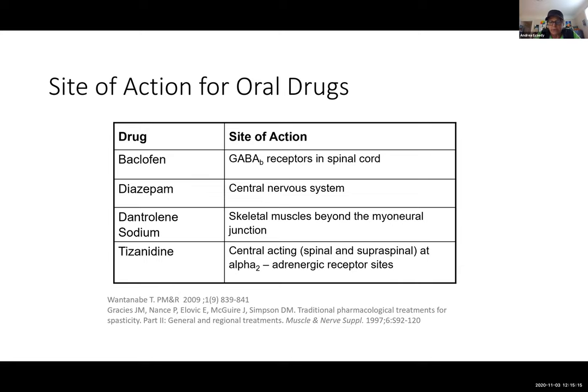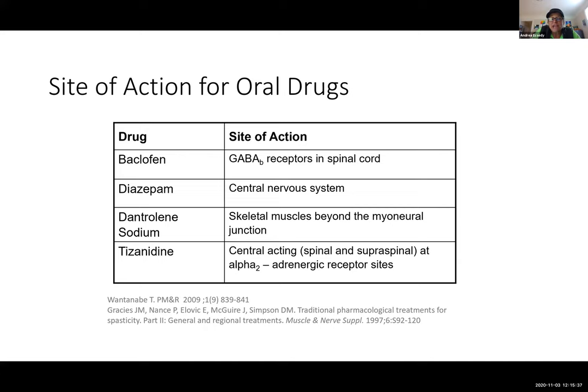You don't need to know that the GABA receptors in the spinal cord, you're never going to be tested on this, but if you want to be real smart at a party or something, you bring this up. But the point is baclofen's number one up there. It does cause drowsiness, and most of these can. Diazepam, that's central nervous system, also known as Valium. So you can imagine, you get a little groggy.